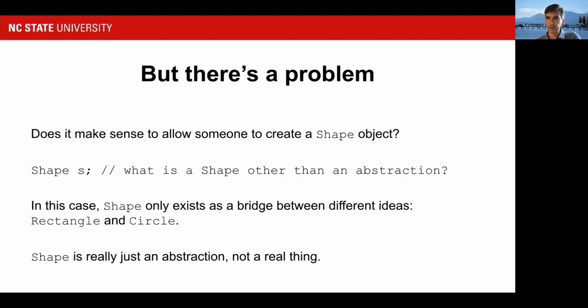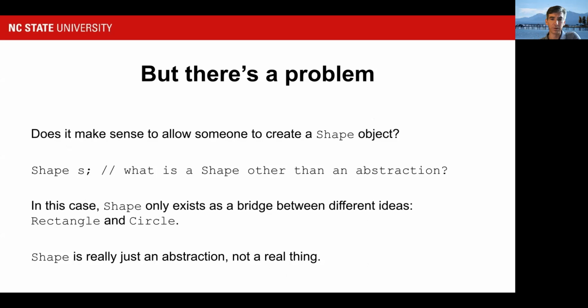But there's one kind of weird thing about this. What is a shape object? Like, would it make sense to be able to have a variable that's actually a shape? It makes sense for me to have a shape pointer that's referring to a circle or a shape reference that's referring to a rectangle. But does it really make sense to have an object that's actually of type shape? Should I be able to declare an object of type shape and use it like that? What does it mean to just be a shape, right? What's the area of a shape? It makes sense to ask what's the area of a rectangle, but it doesn't make sense to ask what's the area of a shape.